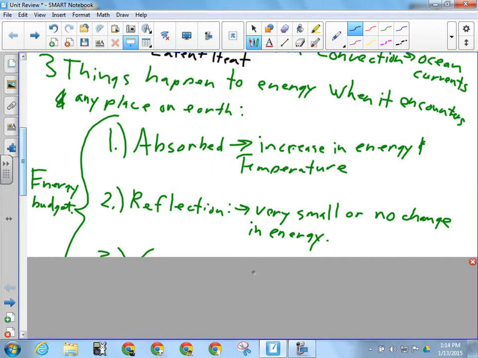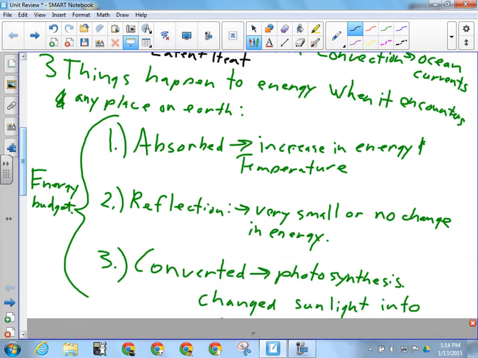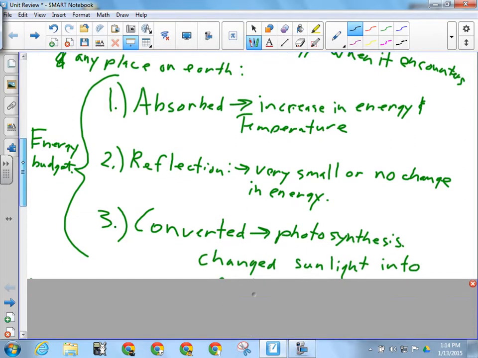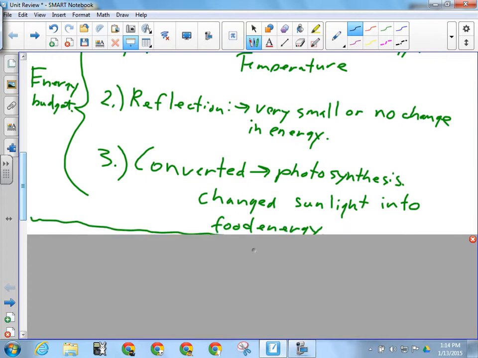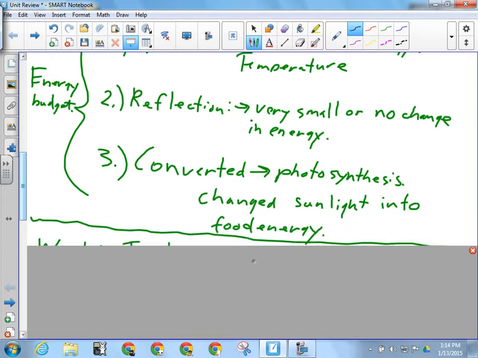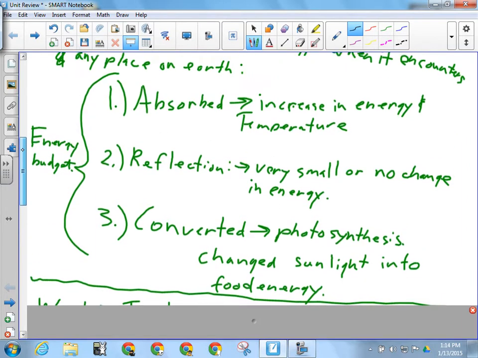Everybody with me? All right, so we said the last thing that can happen is it can be converted. That's photosynthesis, changing sunlight into food energy. You might just have to watch the podcast later and get the rest of it. All right, so that's a pretty important process.